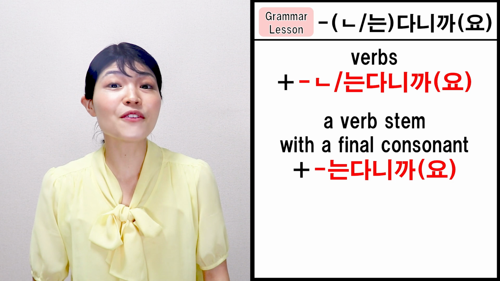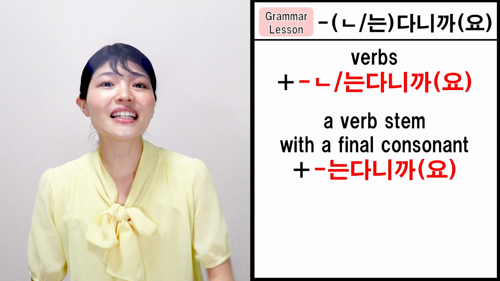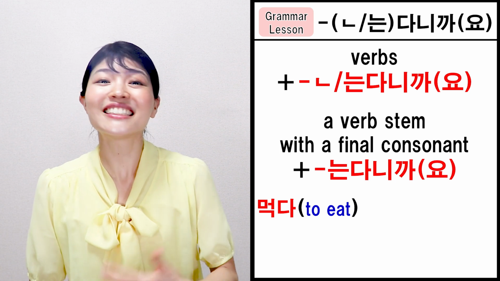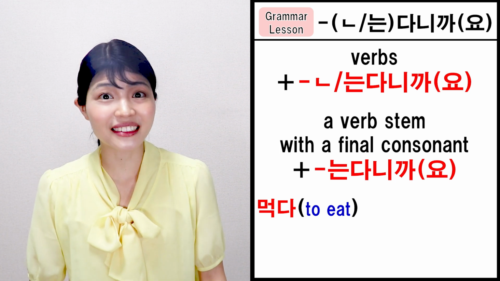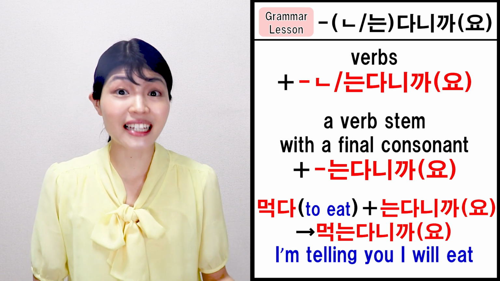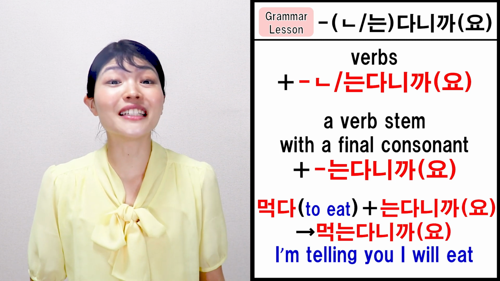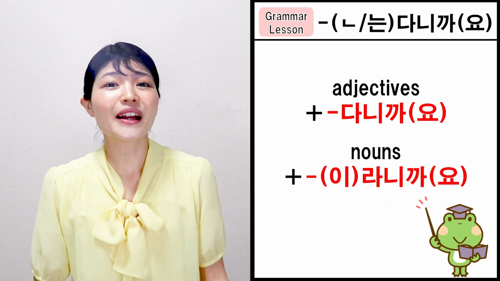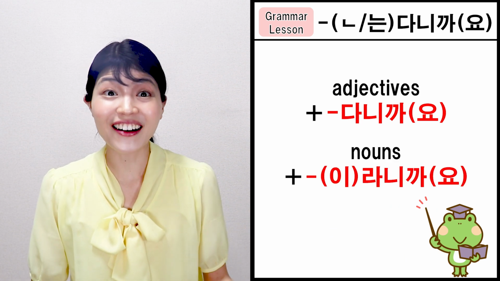If a stem has a final consonant, you add 는다니까요 to the stem. For example, 먹다, to eat, has a final consonant. So you add 는다니까요 to make 먹는다니까요. I'm telling you I will eat. For adjectives, you use 다니까요. For nouns, you use 이라니까요.